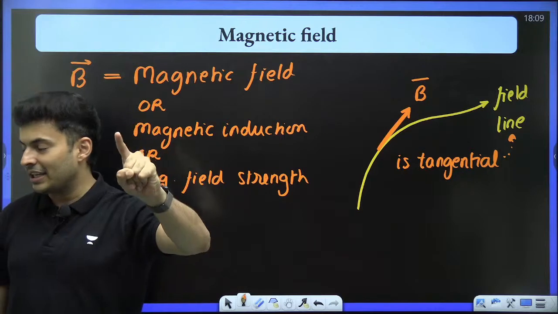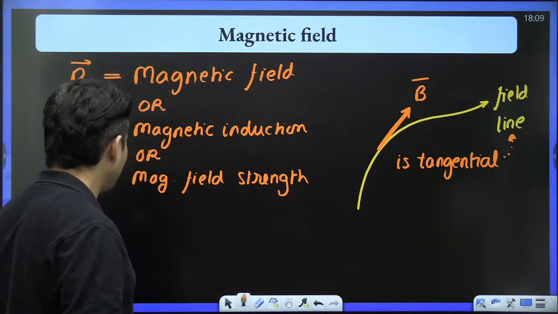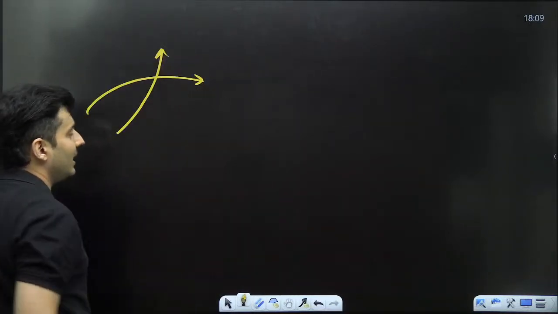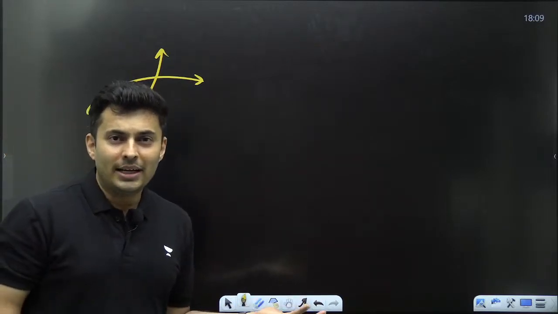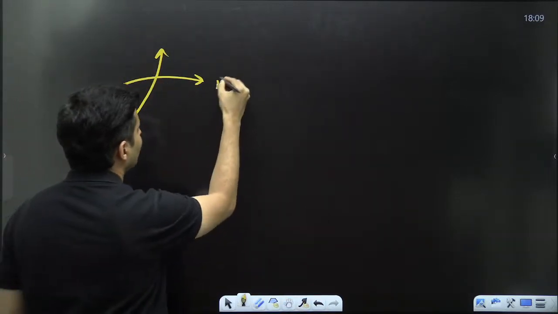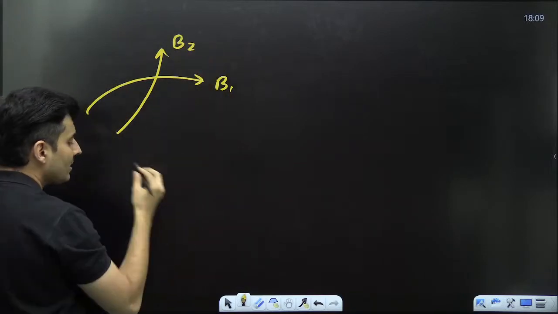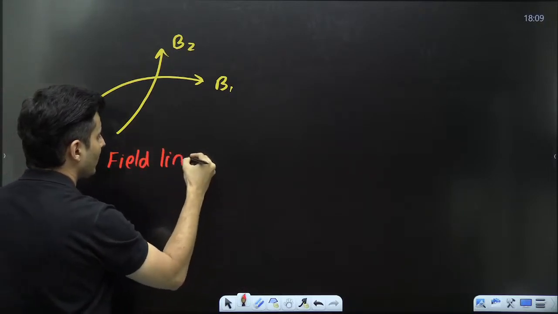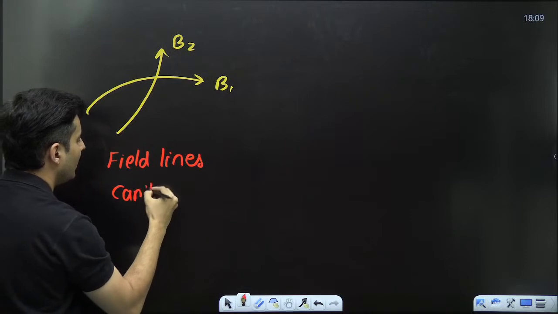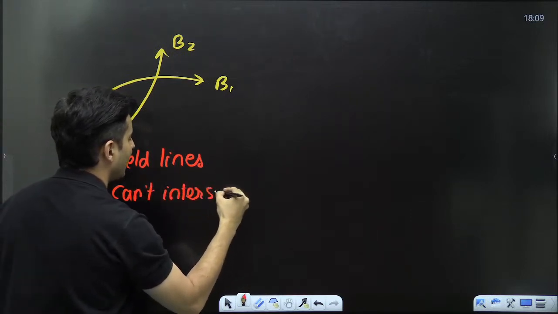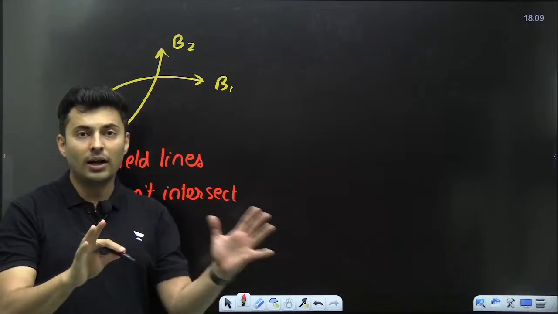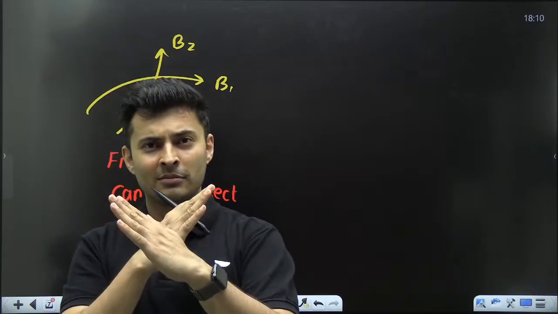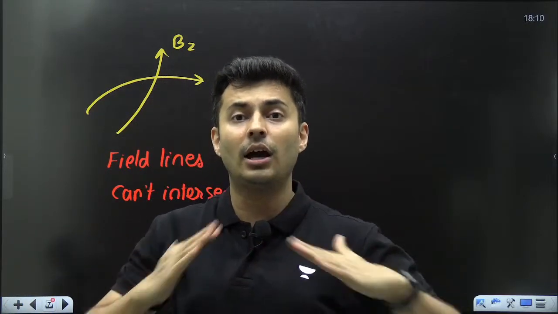Then that means one more thing. Just like in electric field, can two electric field lines ever intersect? No, right? This is not possible. Same thing, if this is a magnetic field line, this is another magnetic field line, this cannot happen. So basically field lines can't intersect each other, because then that will create ambiguity, confusion. Is the field here or here? Only one direction is possible. It can't have two directions.